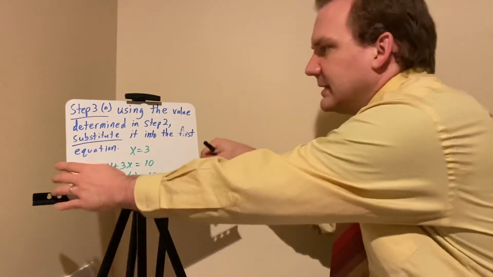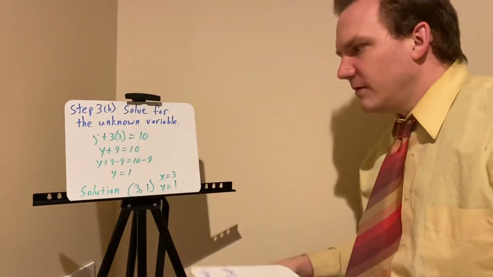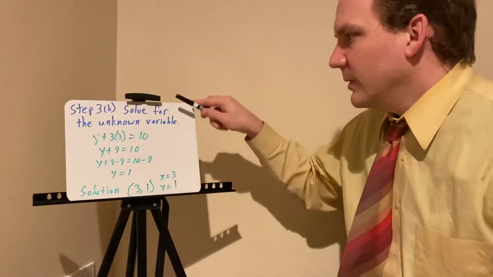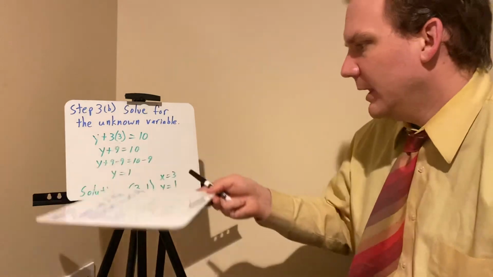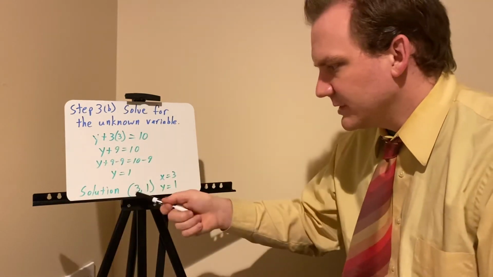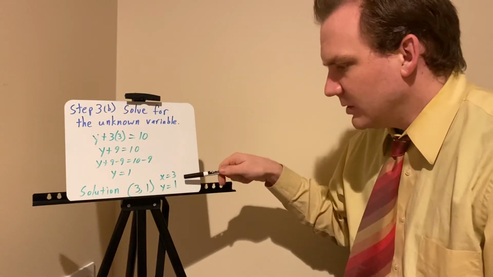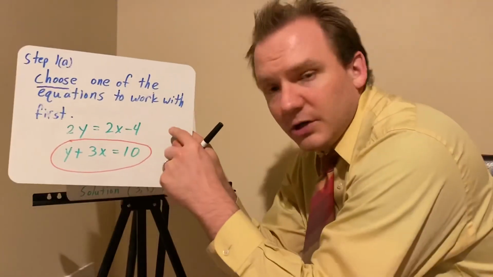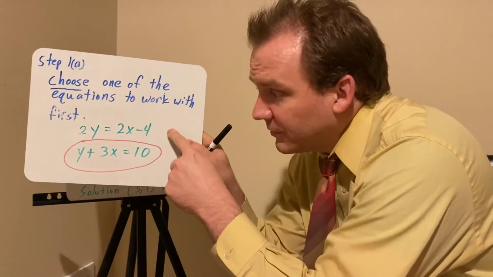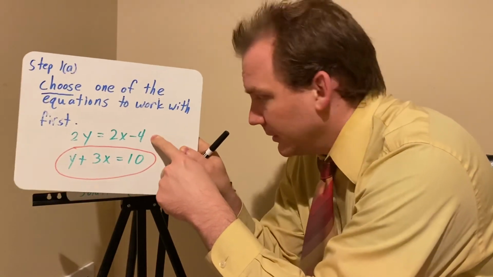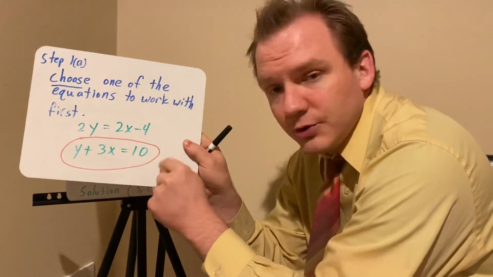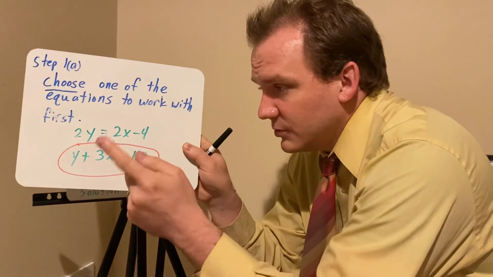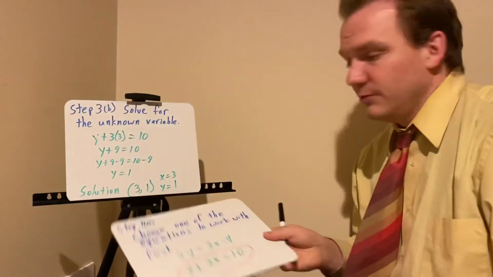And you may have guessed that step 3b is solve for the unknown. So I can solve for the unknown variable, and I get y equals 1. My solution is (3, 1), or x equals 3, y equals 1. If you were to go back and plug that into both of these equations, 3 for x, 1 for y, both of these equations would turn out to be true. And therefore, the solution for this system would be (3, 1).